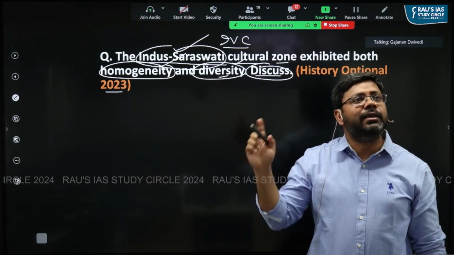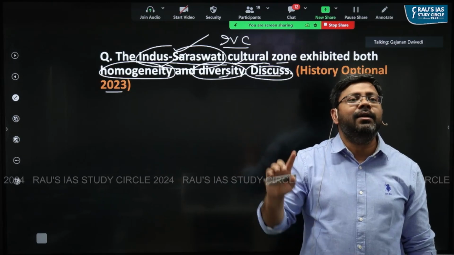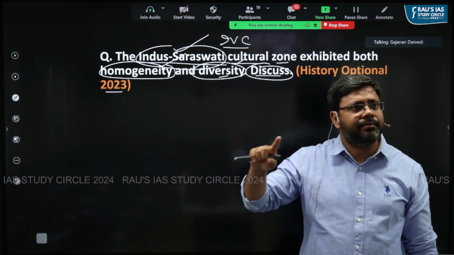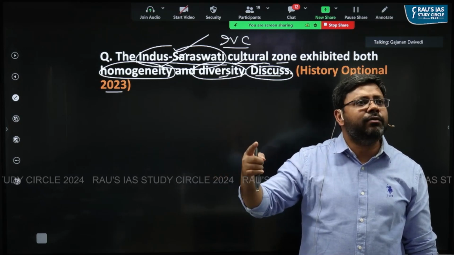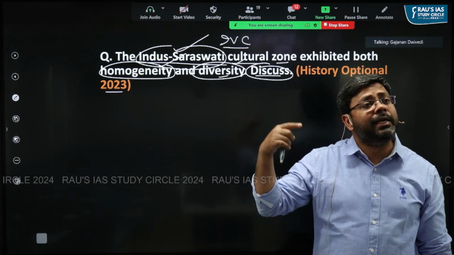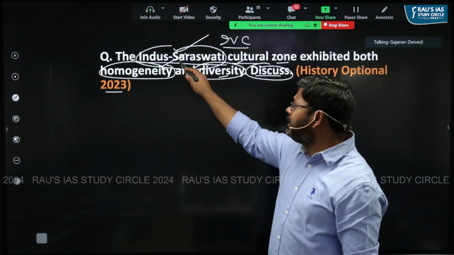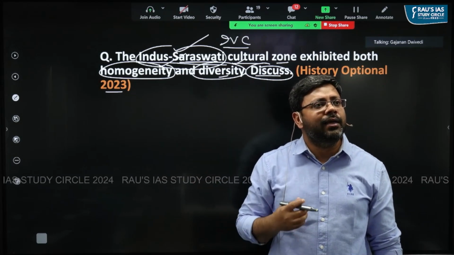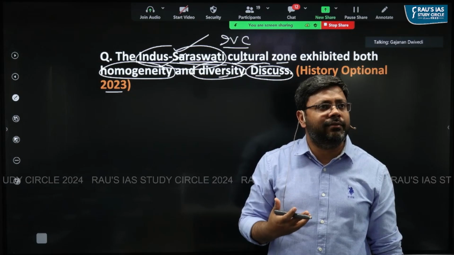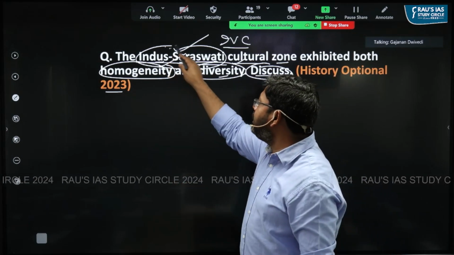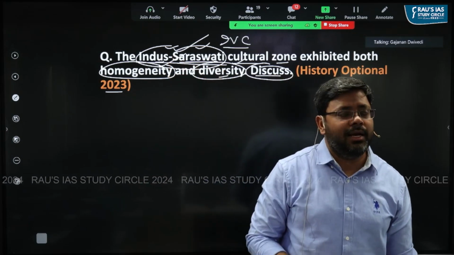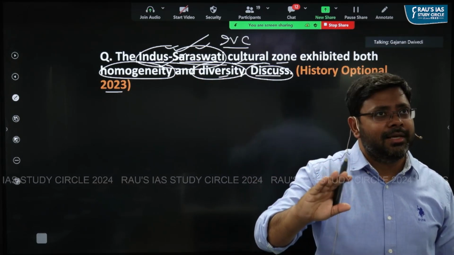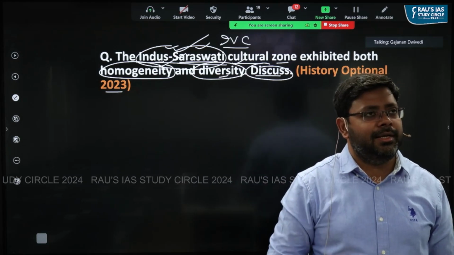And then the maximum number of sites are in the Ghaggar Hakra river basin or Saraswati river. Dry Saraswati river is equated with Ghaggar Hakra river. So the maximum number of sites were in the dry riverbed of Saraswati river. That is why a new nomenclature is emerging for IVC. It is called Indus Saraswati culture and Indus Saraswati civilization. Maximum number of sites in Indus and Saraswati, that is Ghaggar Hakra river area around.